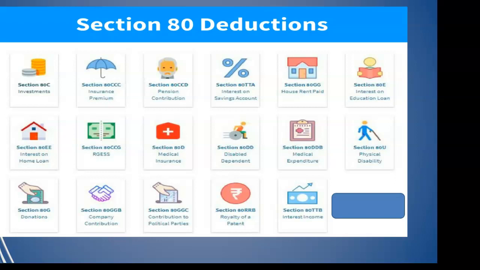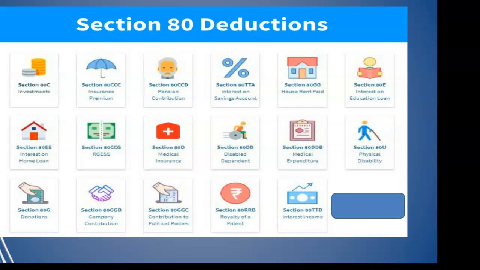Looking at the broader perspective, under section 80C you have all the investments which you can do and take the deduction. Under section 80CCC you have insurance premium paid and deduction. 80CCD, you have pension contribution and claim deduction. 80TTA is towards interest on savings account. 80GG is towards house rent paid.